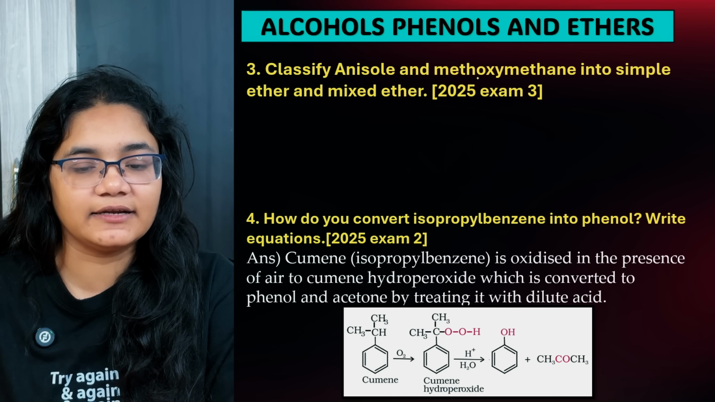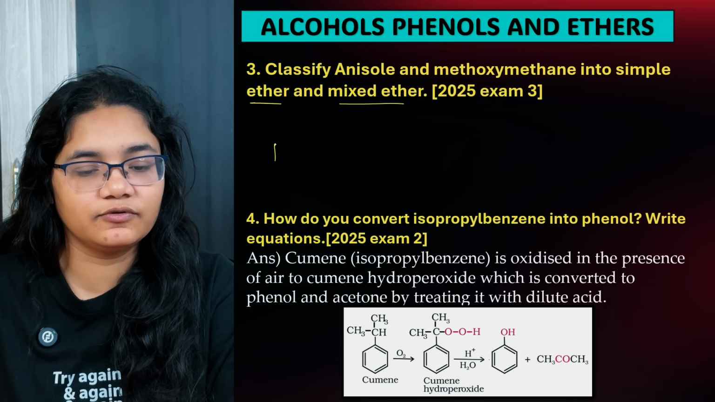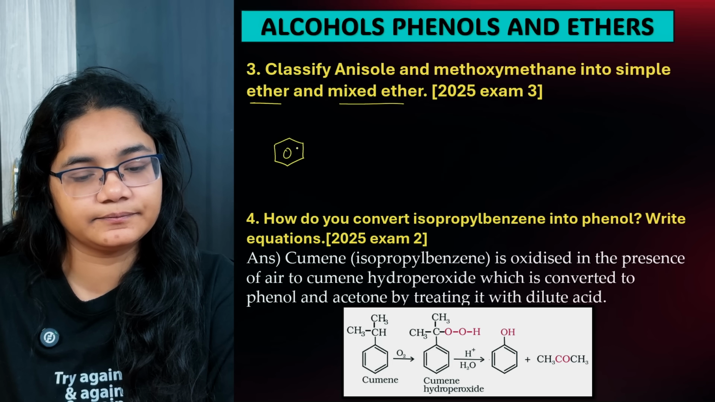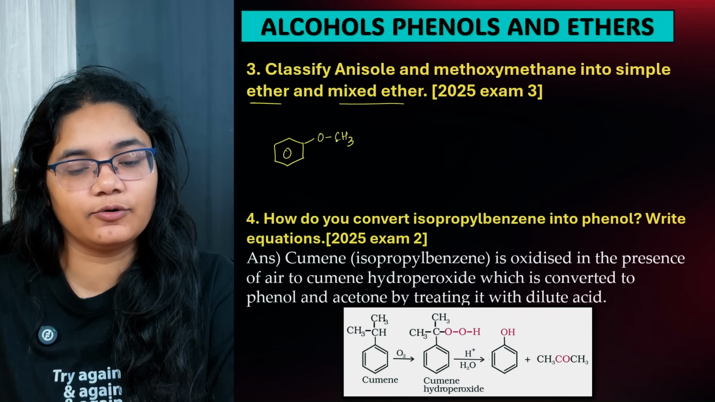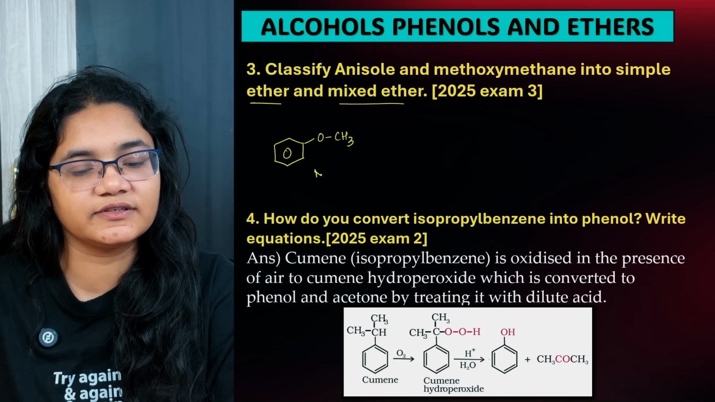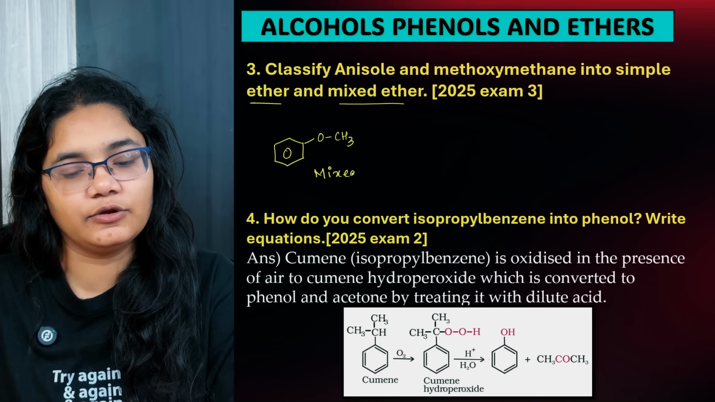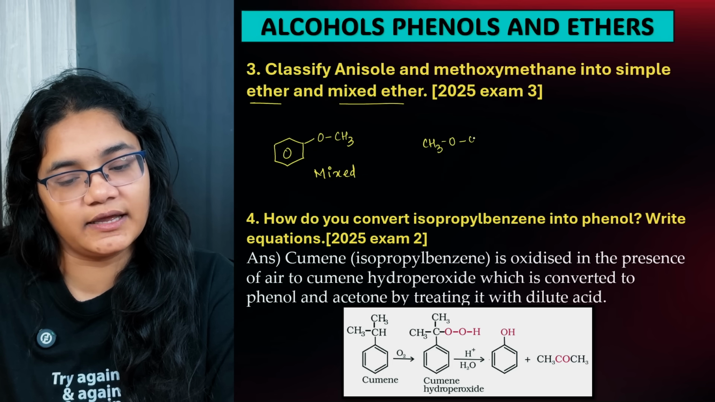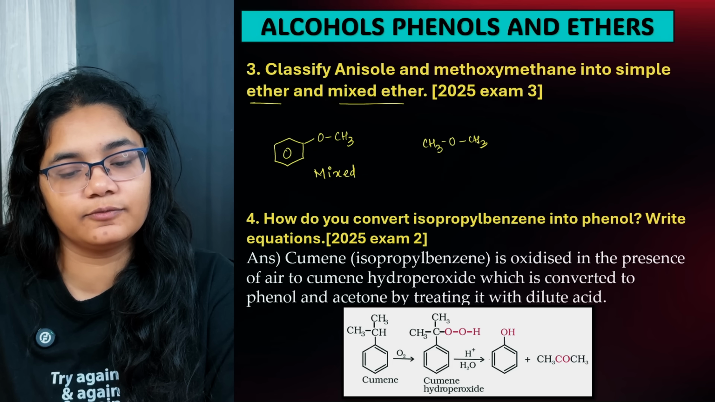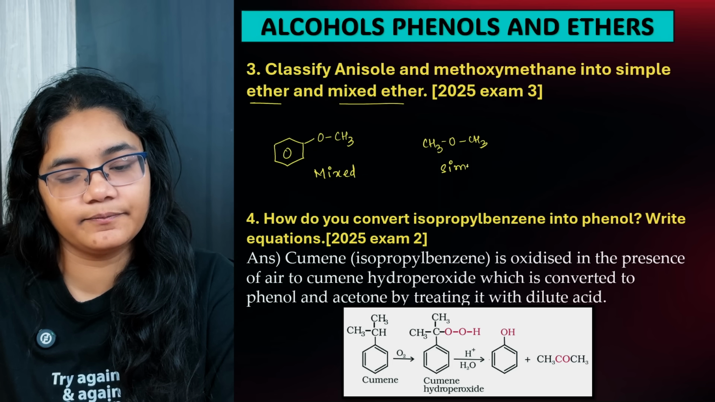Next, classify anisole and methoxymethane into simple ether and mixed ether. So if you see, the anisole structure is like this, OCH3. Now here you can see two different groups are attached around O, so this is your mixed ether. And the other one is methoxymethane, that is CH3OCH3. Here you can see both the groups are the same, so this is a simple ether.